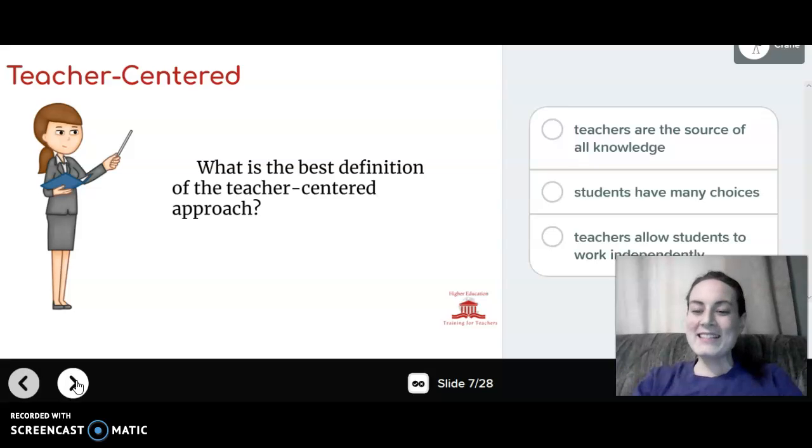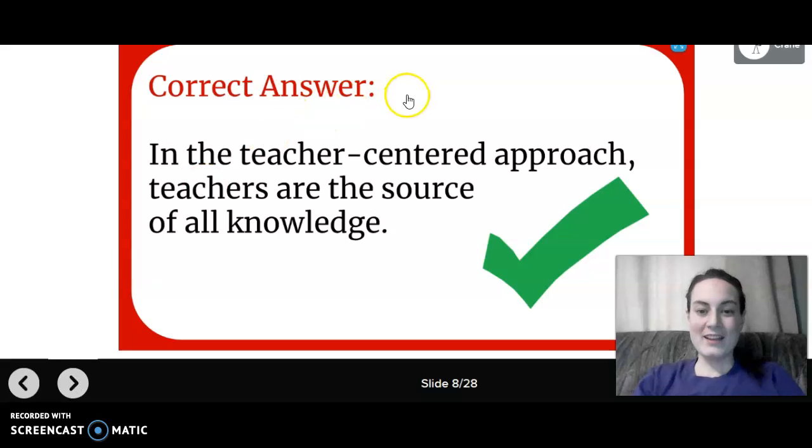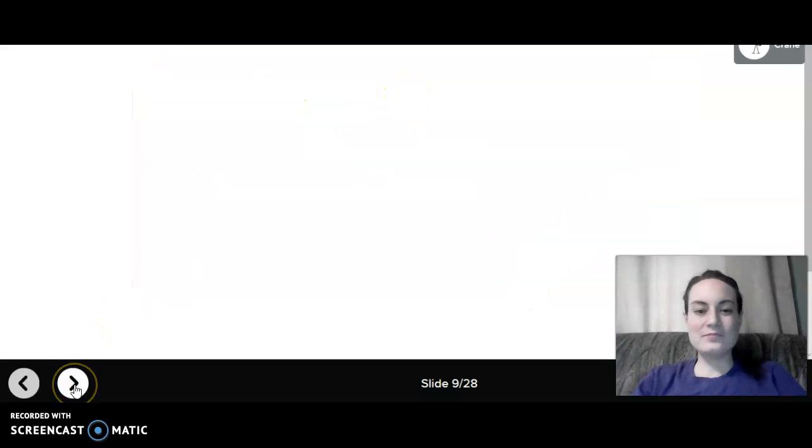What is the best definition of the teacher-centered approach? We have: teachers are the source of all knowledge; students have many choices; teachers allow students to work independently. I think it's teachers are the source of all knowledge. Okay, correct. Excellent. Awesome.